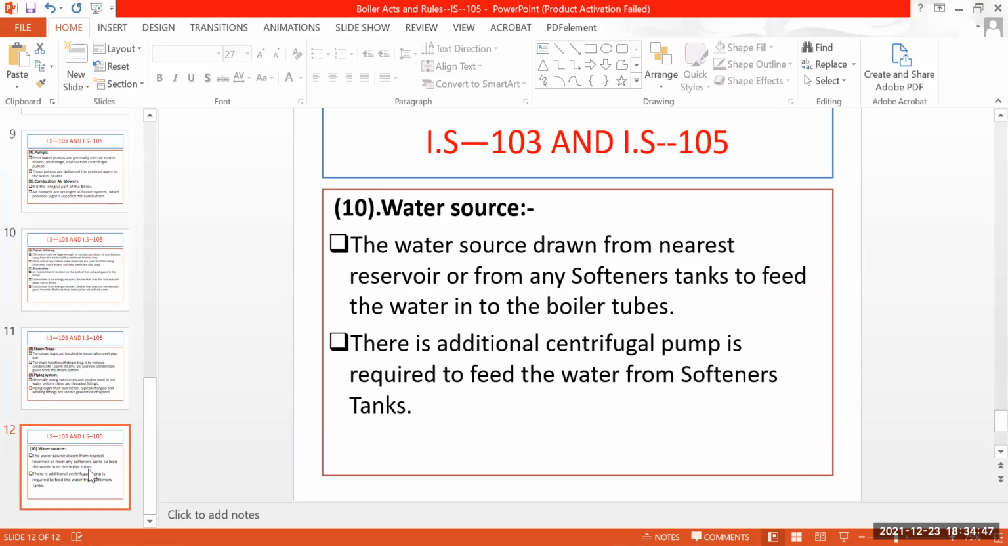And water will mostly be given using pumps to give a continuous supply with the pressure and quantity. Enough quantity should be supplied for the boiler while it's in production, while it's running.